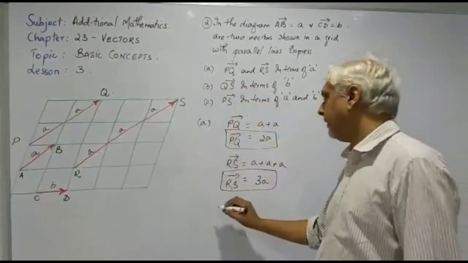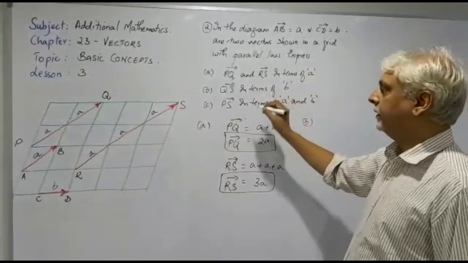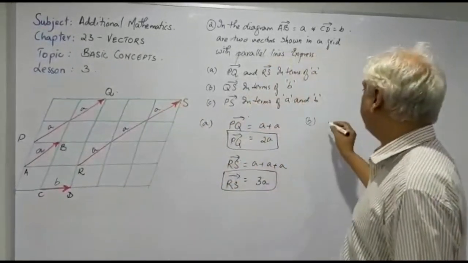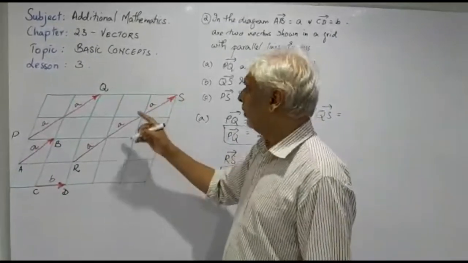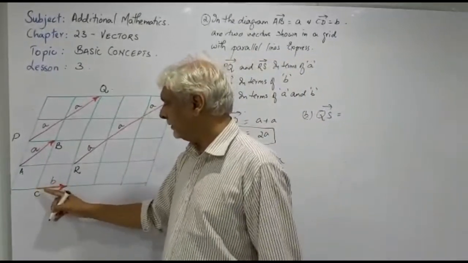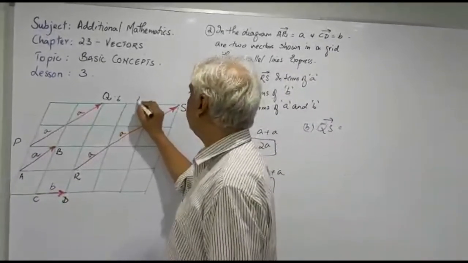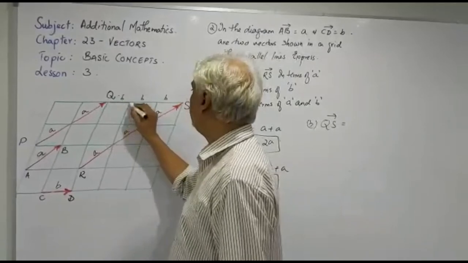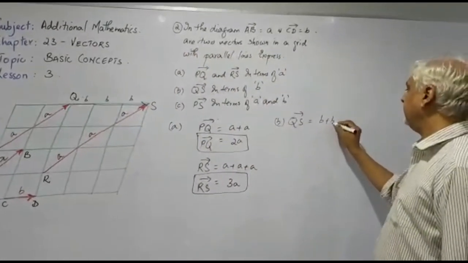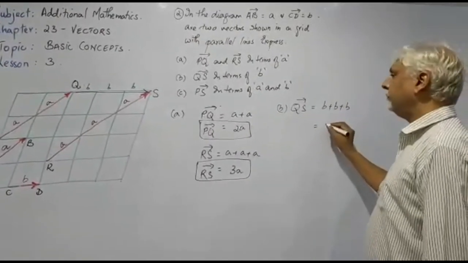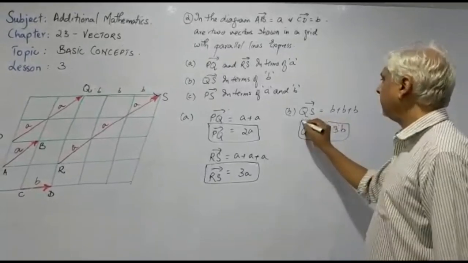Now let's move on to the B part. QS in terms of B. Now for vector QS, we know that CD is equals to B. This length of this vector, the grid, is equals to B, so we'll say B plus B plus B from Q to S. So QS is equals to B plus B plus B, that will give you 3B. So the vector QS is equals to 3B.